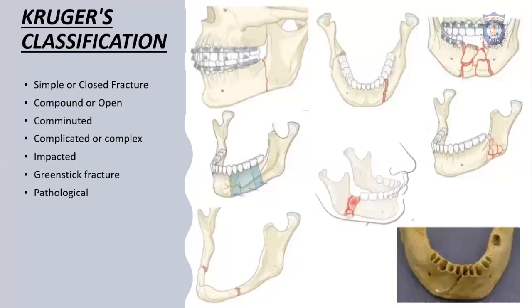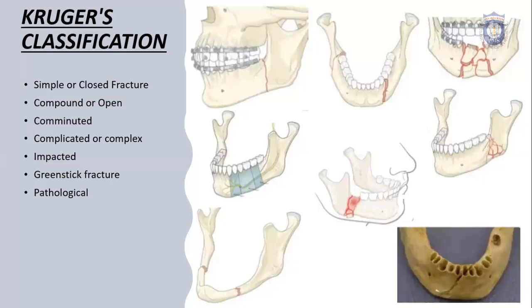If there is an open wound in a comminuted fracture, then we call it a complicated fracture or a complex fracture. Complex fracture means the involvement of multiple structures. That is, the soft tissue is involved, the muscle is involved, and the bone is involved. That is what we call a complex fracture.